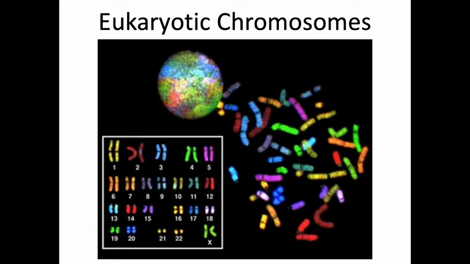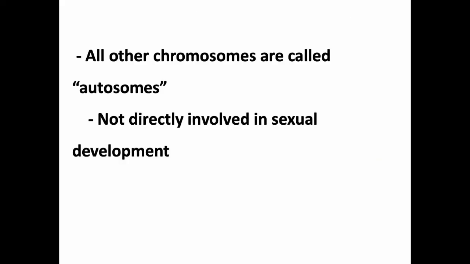Side note to the sidebar. So these are the sex chromosomes. Everything else is called an autosome. So all other chromosomes, other than the sex chromosomes, are called autosomes. They're not directly involved in sexual development.